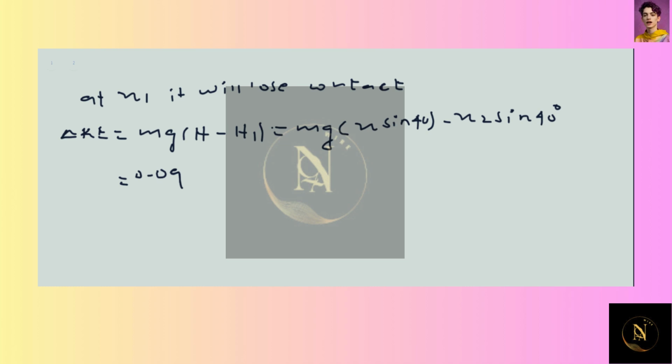And this whole term is equal to 0.09 multiplied by 9.8 multiplied by sine 40 degrees into 1.80 minus 0.80, and from this we have 0.566 joules of kinetic energy.